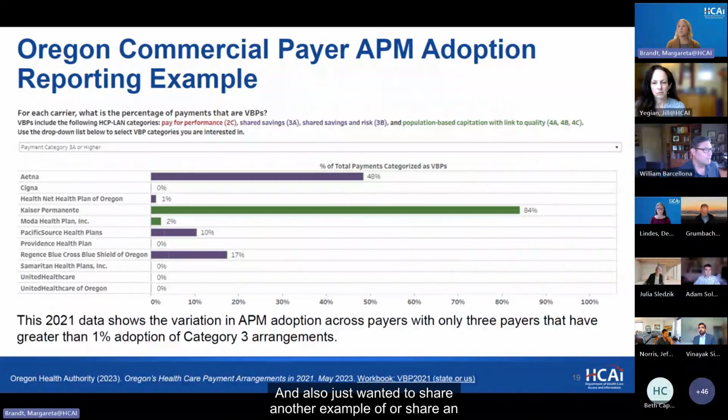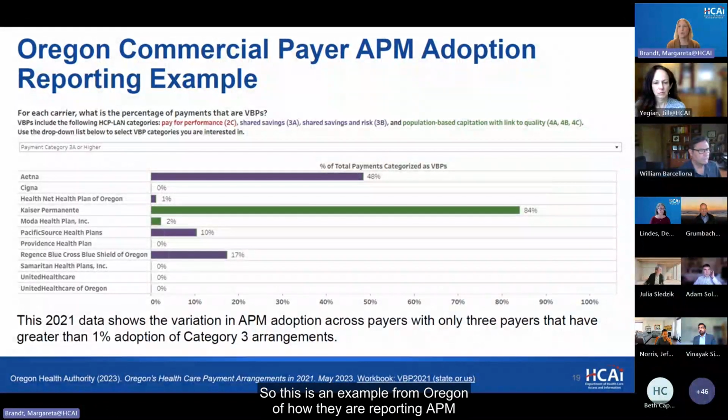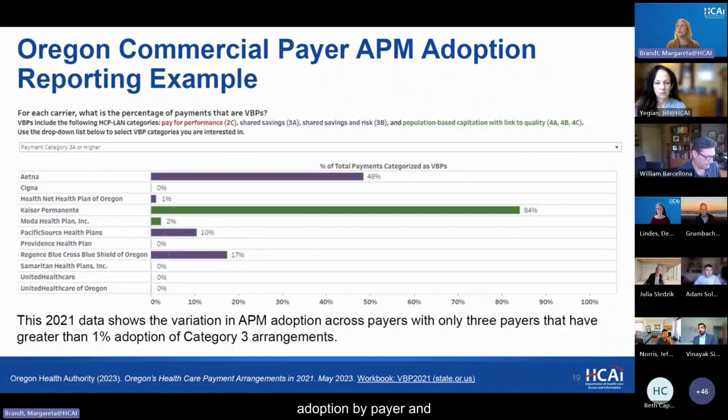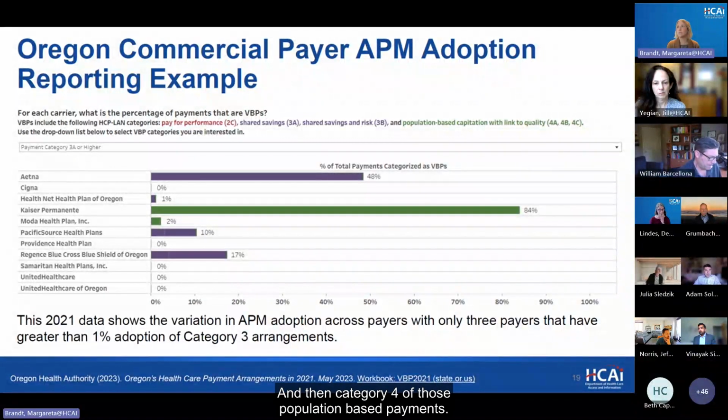I also wanted to share an example of what reporting might look like. This is an example from Oregon of how they are reporting APM adoption by payer, showing the APM adoption in Category 3 of those shared savings arrangements, and then Category 4 of those population-based payments.